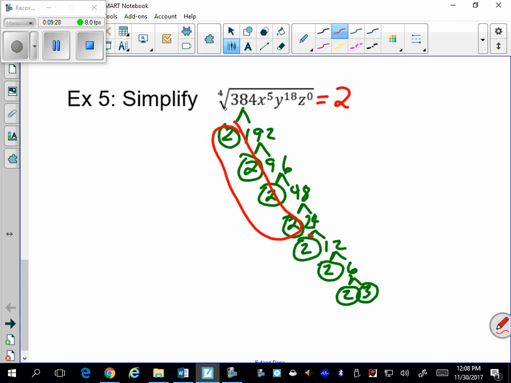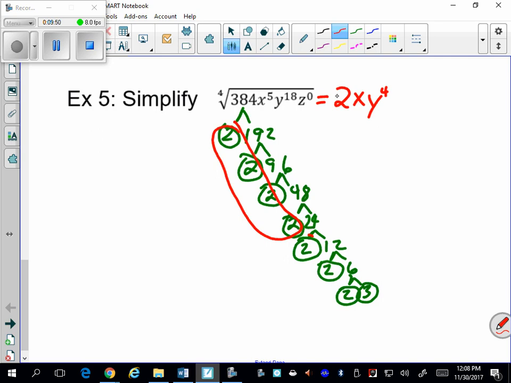Before I move on and draw the 4th root, how many x to the fifths can you divide out with a 4th root? And that's just 1x. Y to the 18th, how many can you divide out? That's 4 of them, so y to the 4th. And z to the 0. Well, anything to the 0 is 1. But you can't divide anything out, so that just doesn't do anything.